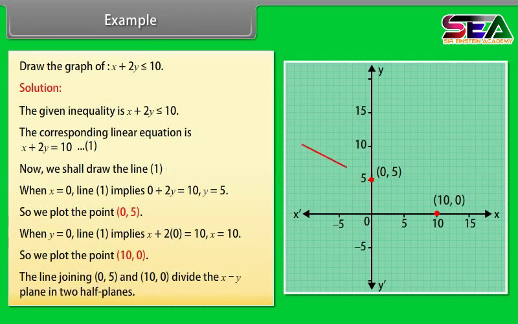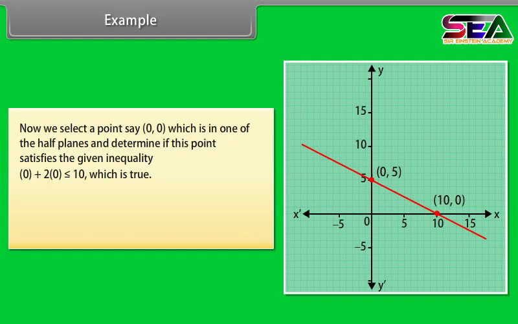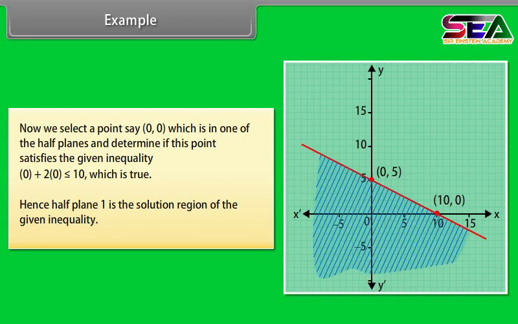The line joining (0, 5) and (10, 0) divides the xy plane into 2 half planes. Now we select a point, say (0, 0), in one of the half planes, and determine if this point satisfies the given inequality. 0 plus 2 into 0 is less than or equal to 10, which is true. Hence, half plane 1 is the solution region of the given inequality.